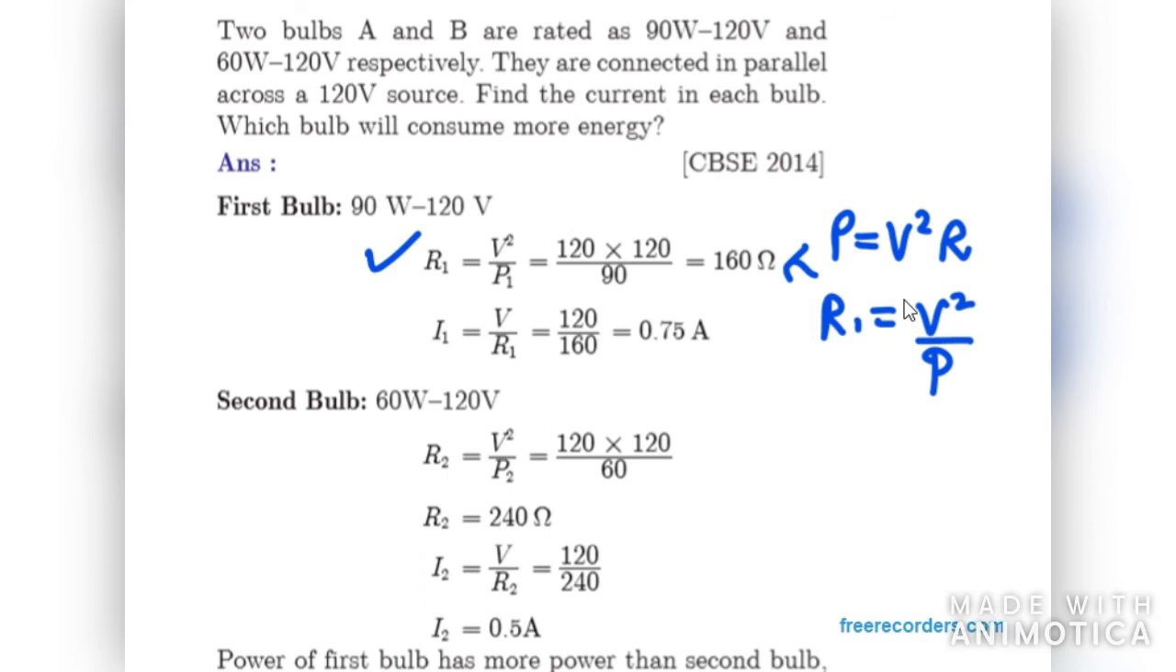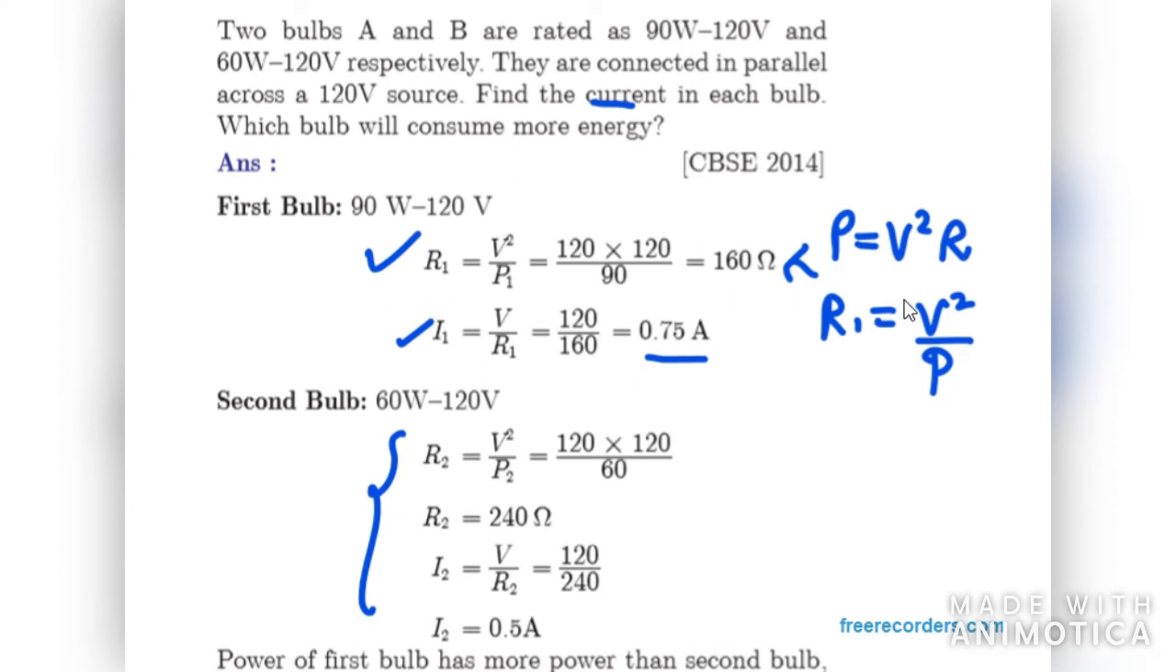Now we need to find out the value of current in each bulb. So I1 in this case will be V over R1, and V is given, that is 120. R1 is given, that is 160. So the value is 0.75 ampere. Now similarly for the second bulb, you will make use of power and voltage, then you get the value of resistance and you get the value of current similarly.